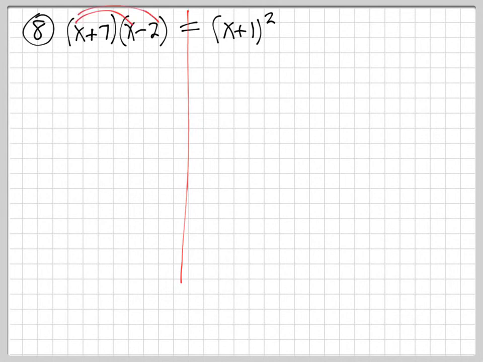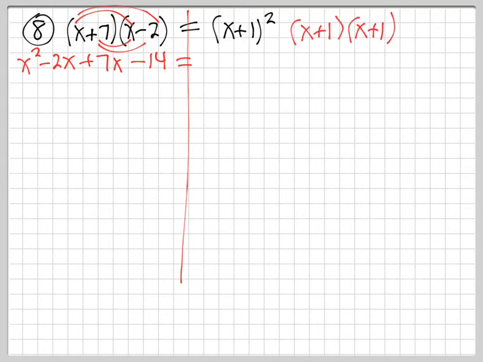So this first one will go to both. X squared minus 2x, and this one will go to both. Plus 7x minus 14. The other side, this means x plus 1, x plus 1. So that goes to both. X squared plus x, plus 1x, plus 1. Is that making sense there? So first step, I just multiply out the parentheses on the left, multiply out the parentheses on the right.